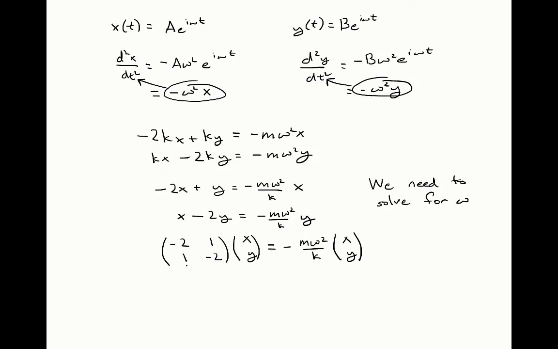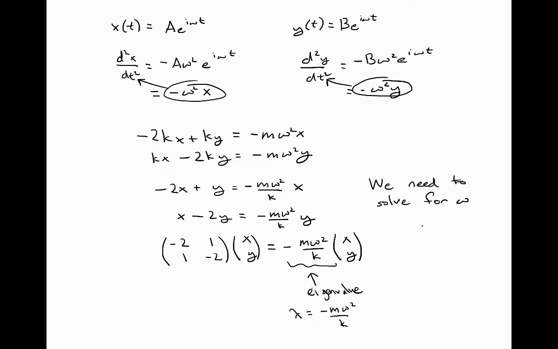So I hope you see that now that I've rewritten the equation this way, what we have is an eigenvalue-eigenvector problem. This is our eigenvalue. (x, y) is our eigenvector. We don't know what that is either. So we have lambda equals minus m omega squared over k. So by solving this as an eigenvalue equation, we can find out what the frequencies are.